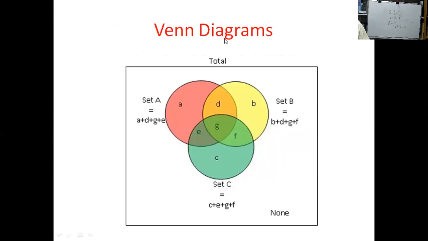Then this is called Venn diagrams. You have set A, set B, set C. Set A consists of little a, D, G, and E. B consists of b, D, G, and F. And C is little c, E, G, and F. Outside, there's the total. It gives you the total diagram.